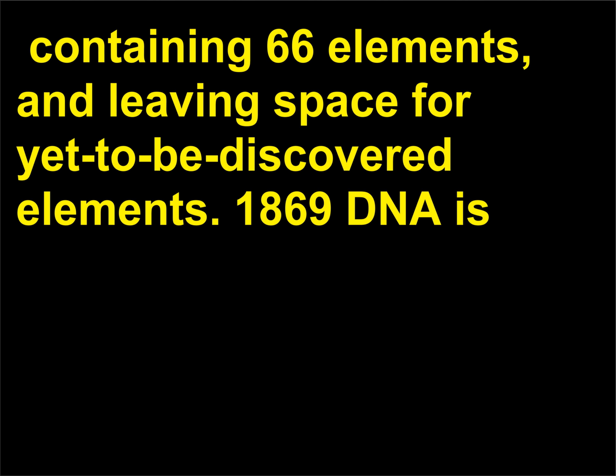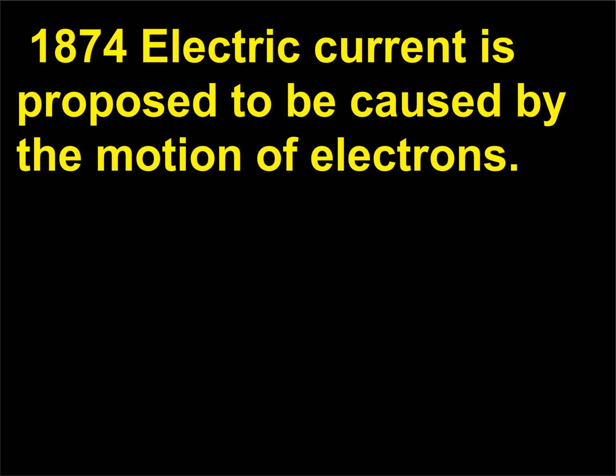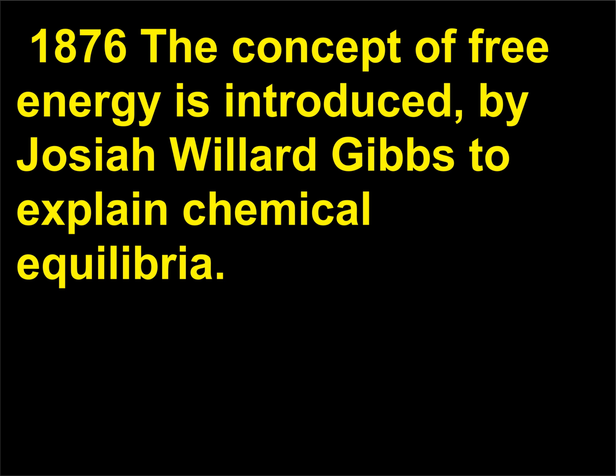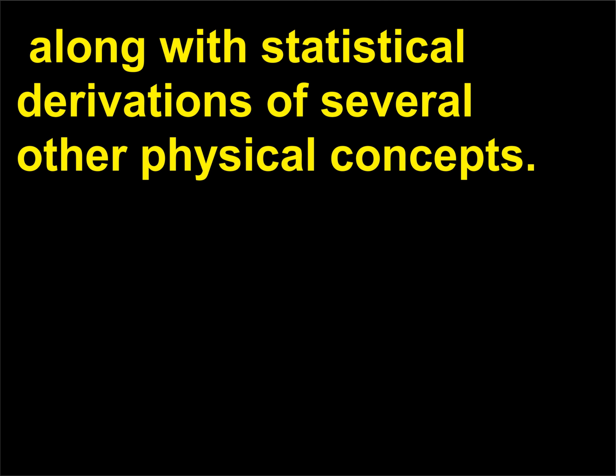1869: DNA is first discovered. 1874: The second law of thermodynamics is proposed by Lord Kelvin. 1874: Electric current is proposed to be caused by the motion of electrons. 1876: The concept of free energy is introduced by Josiah Willard Gibbs to explain chemical equilibria. 1877: Ludwig Boltzmann provides a definition of entropy, along with statistical derivations of several other physical concepts.